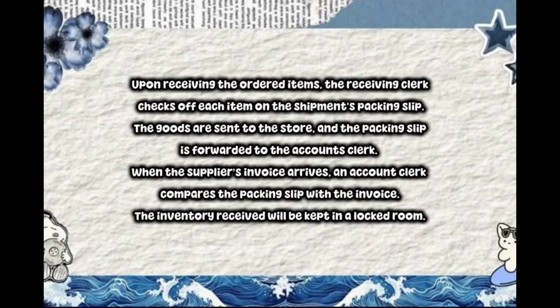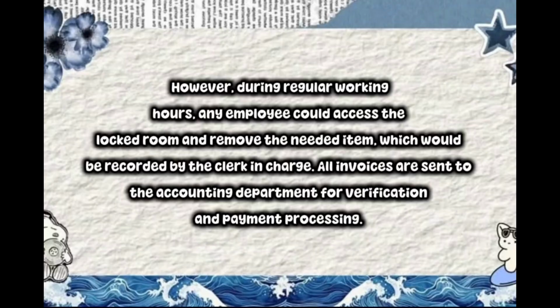Upon receiving the ordered items, the receiving clerk checks off each item on the shipment's packing slip. The goods are sent to the store and the packing slip is forwarded to the accounts clerk. When the supplier's invoice arrives, an account clerk compares the packing slip with the invoice. The inventory receipt will be kept in a locked room. However, during regular working hours, any employee could access the locked room and remove the needed item, which would be recorded by the clerk in the charge. All invoices are sent to the accounting department for verification and payment processing.